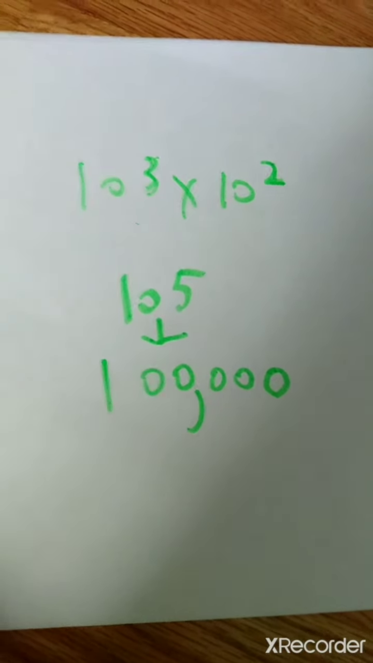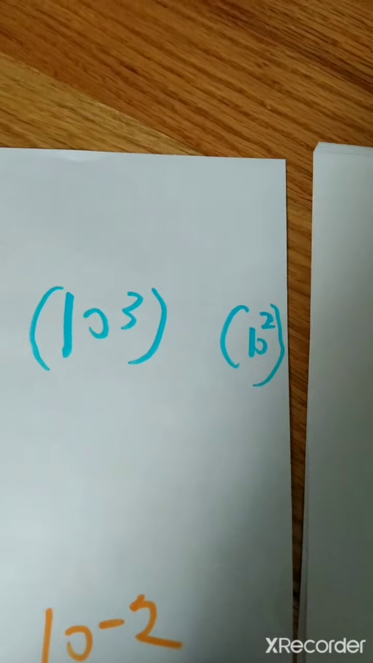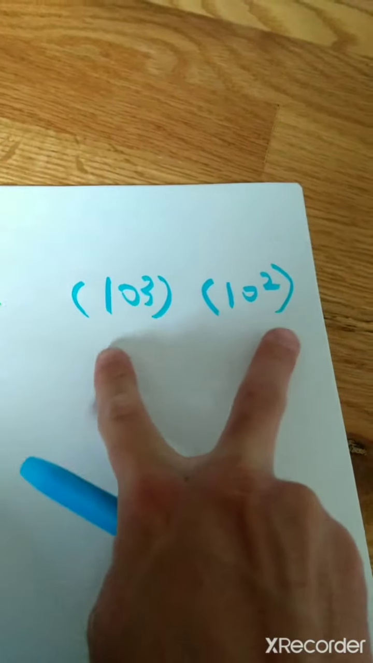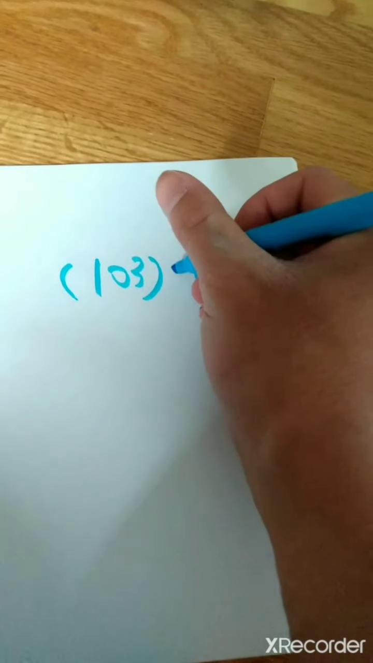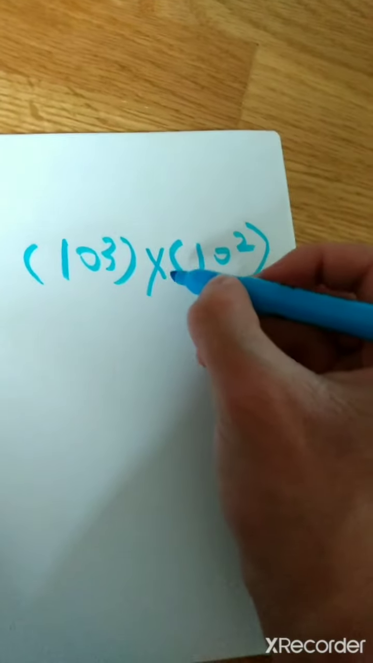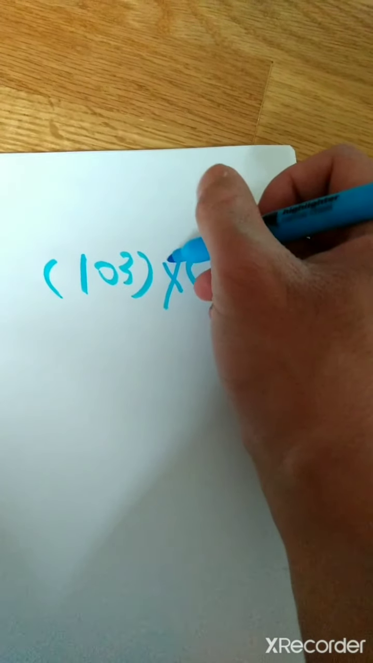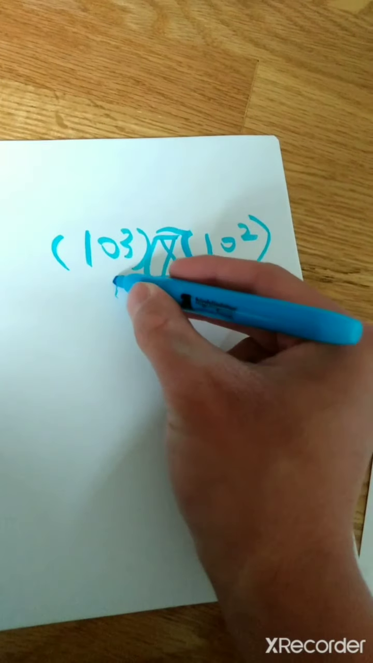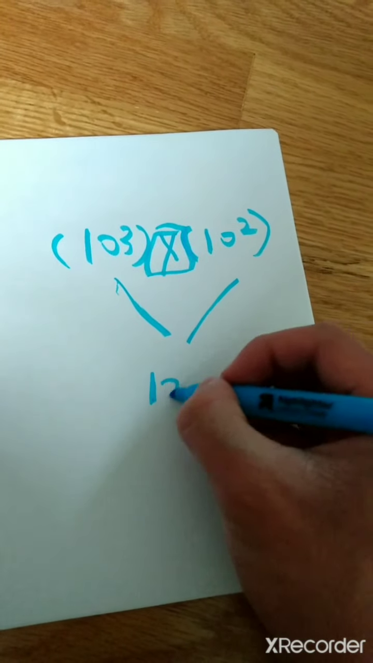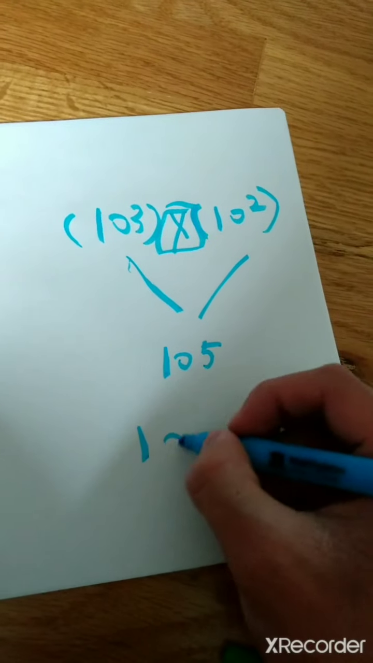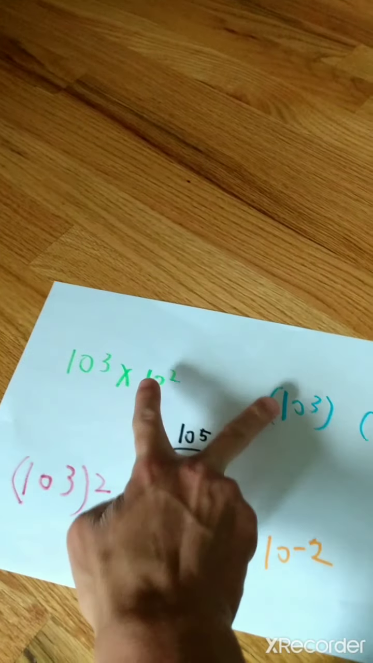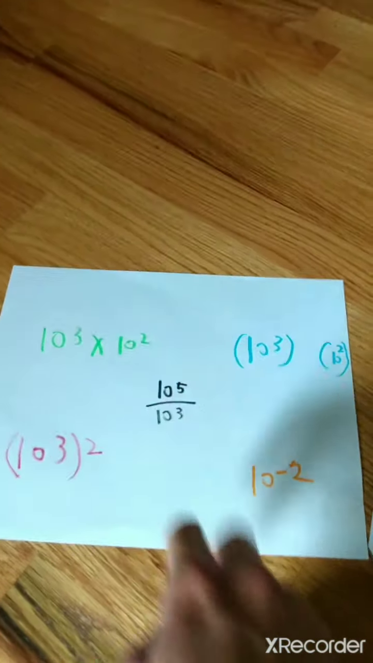This problem is actually the same thing as the blue one, because even though both numbers are in parentheses, parentheses are pretty much the same thing and they tell you to multiply, but the multiplication symbol is not there. So we can do the exact same thing: add the 2 exponents to get 10 to the power of 5, or 100,000. So now we know how to multiply these 2 exponents with numbers in them.